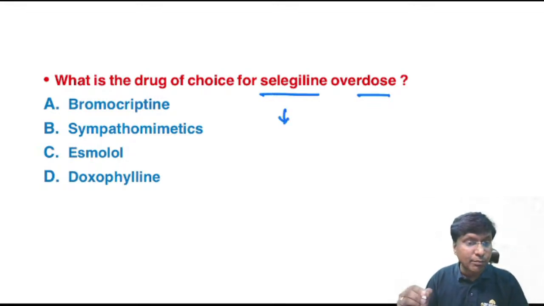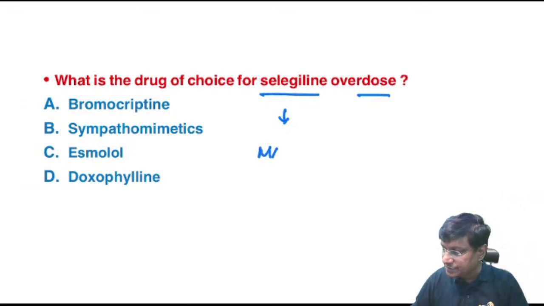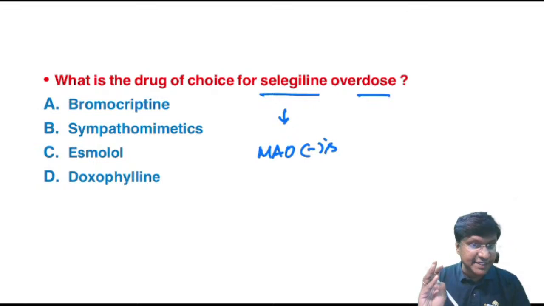So, we have monoamine oxidase inhibitors. Now, what are the examples of monoamine oxidase inhibitors? One is phenelzine, then selegiline. These are the two drugs which come under monoamine oxidase inhibitors.